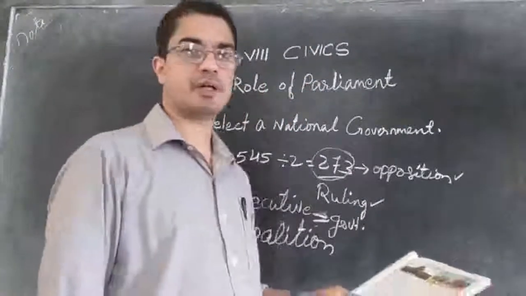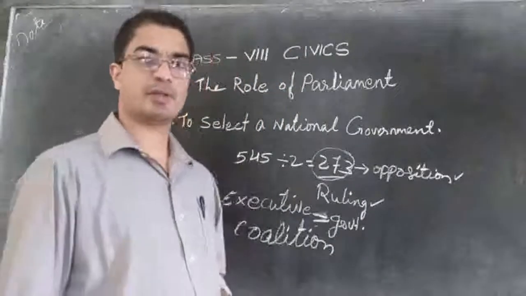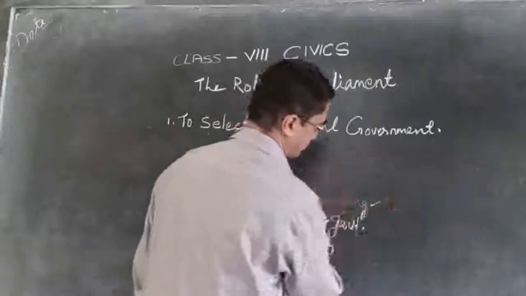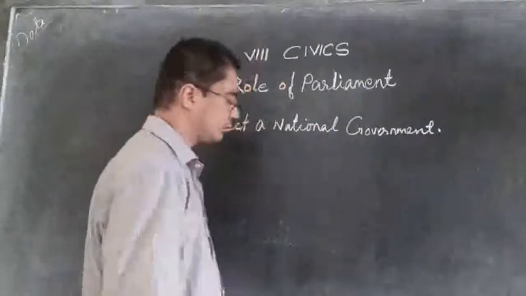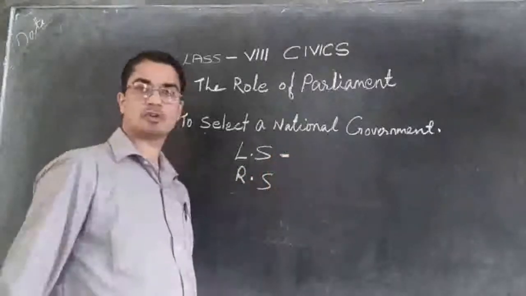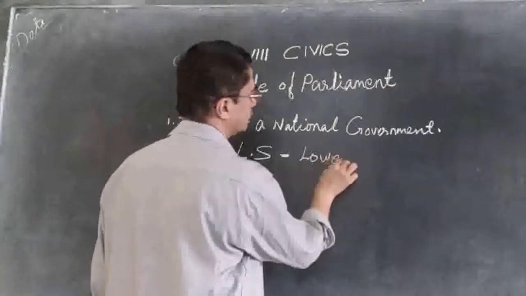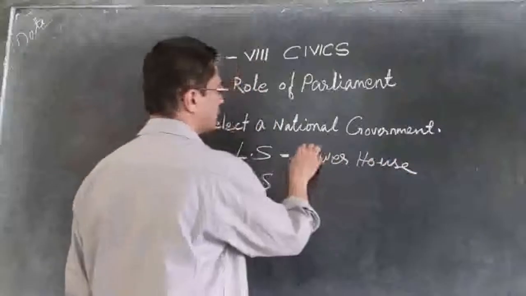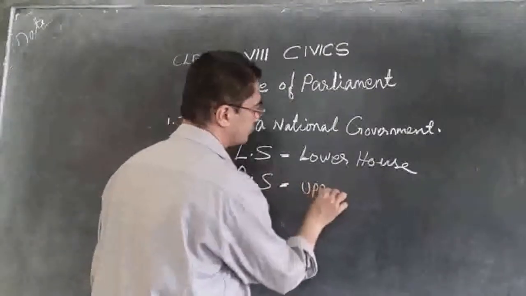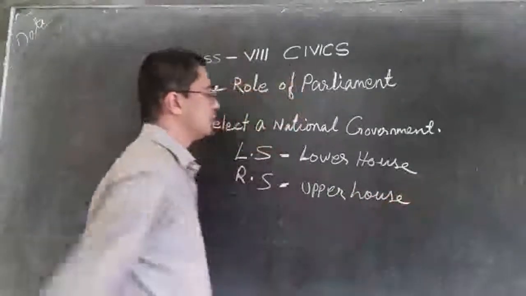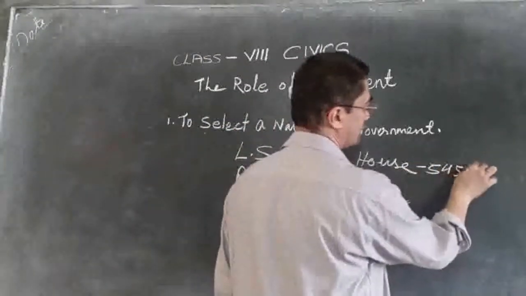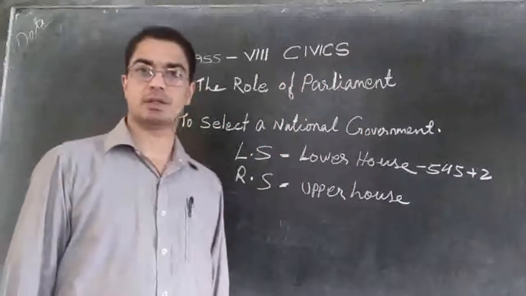Then another house of the parliament is Rajya Sabha. We said parliament has got 2 houses. One is Lok Sabha, another one is Rajya Sabha. Another name for Lok Sabha is lower house. Rajya Sabha is the upper house. So we said about Lok Sabha, there are 545 members, plus 2 members who are nominated by others.